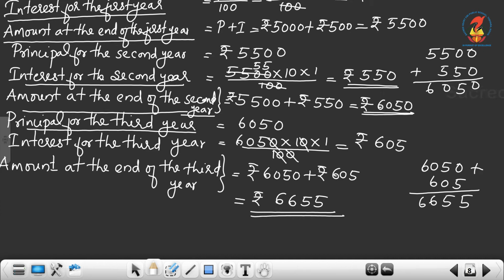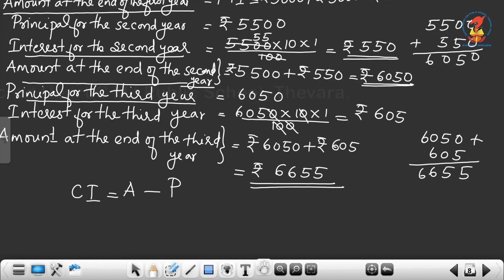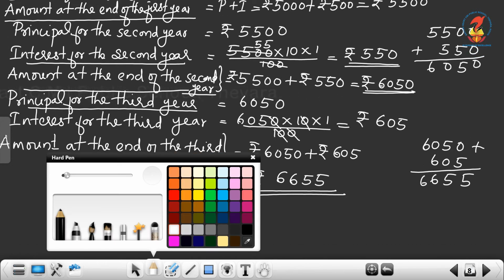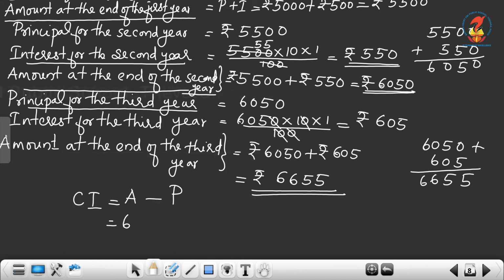Then how can you calculate the compound interest? First of all we have to find out the amount. Then compound interest is equal to amount minus principal, A minus P, where A stands for the amount and P stands for the principal. So the amount is 6,655 minus the principal, that means the principal for the first year, 5,000. So 6,655 minus 5,000.